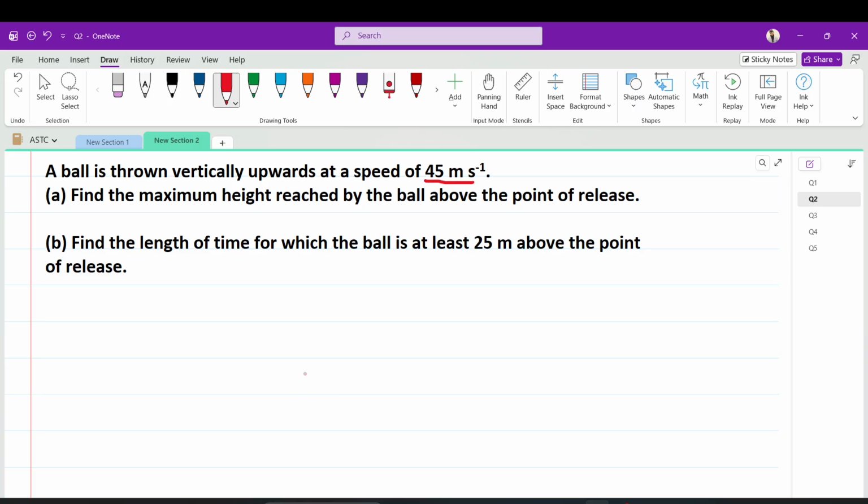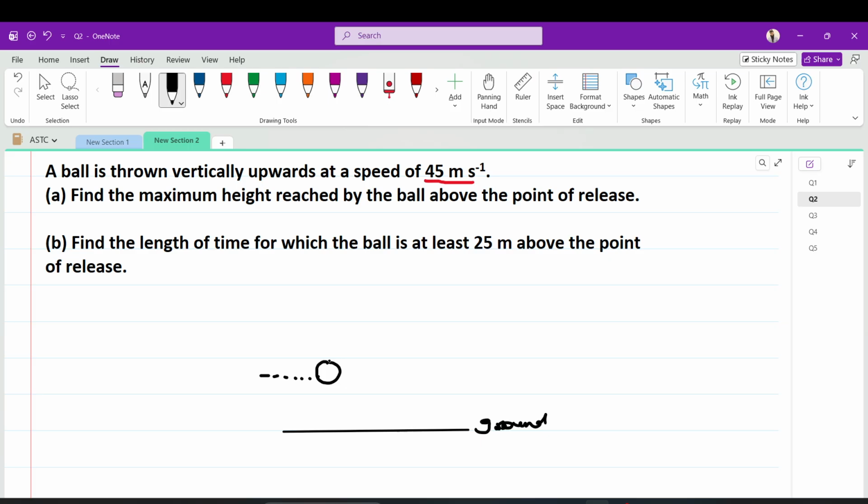So let's say that this is your ground level. Now we don't know at this moment whether the ball was released from the ground or from somewhere above the ground. So I'm just going to assume that this is your ground, and let's say that this is the point of release. So this is the ball.